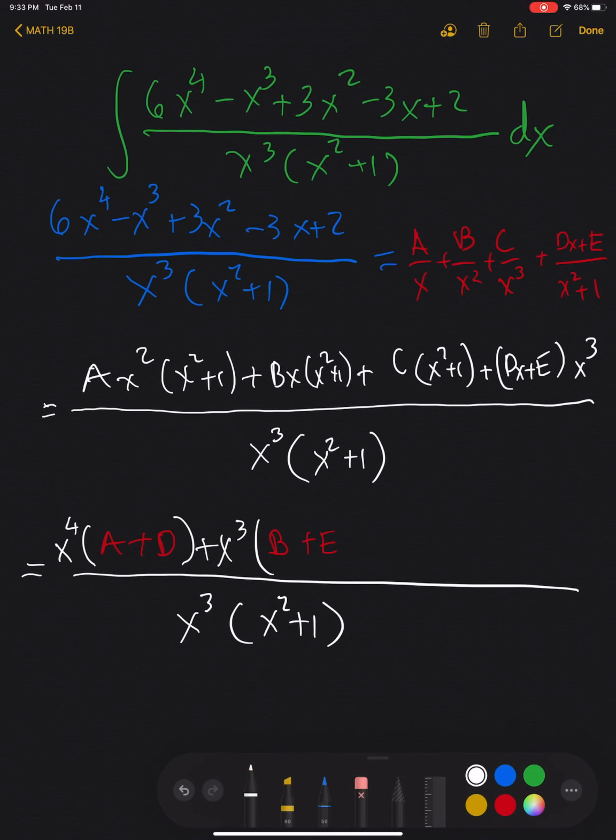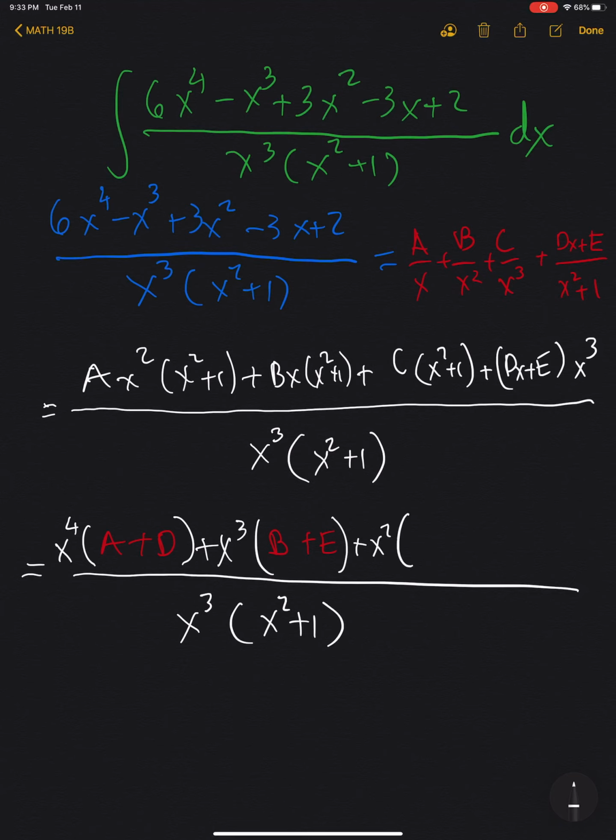So notice that what I'm doing is a smart multiplication. I can actually find the coefficients of each of the powers of x.